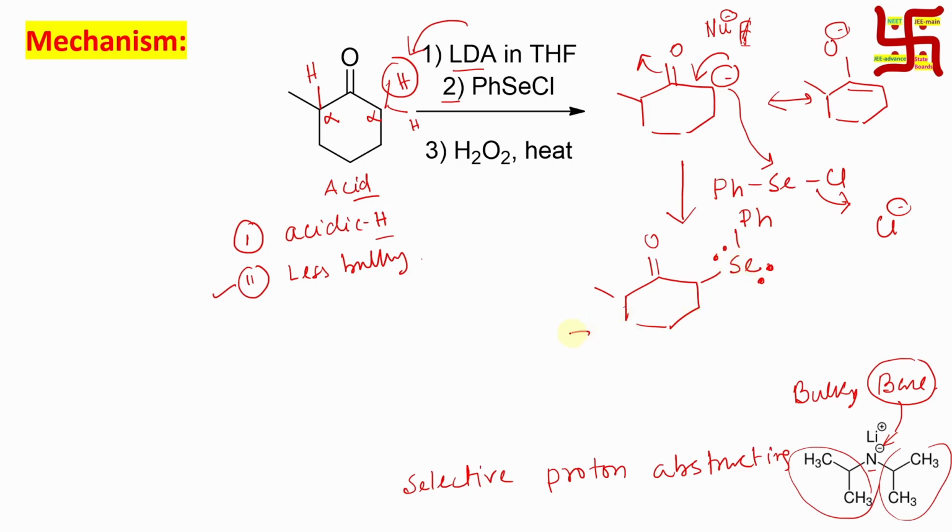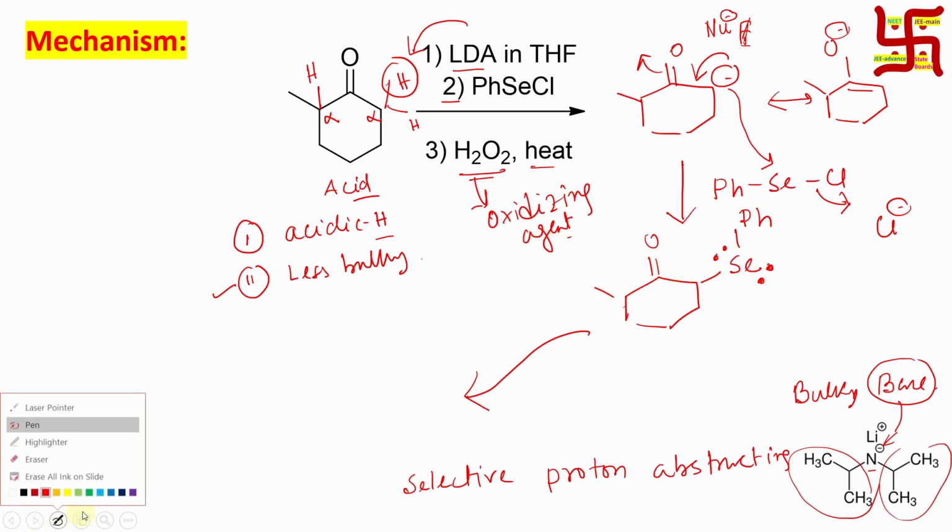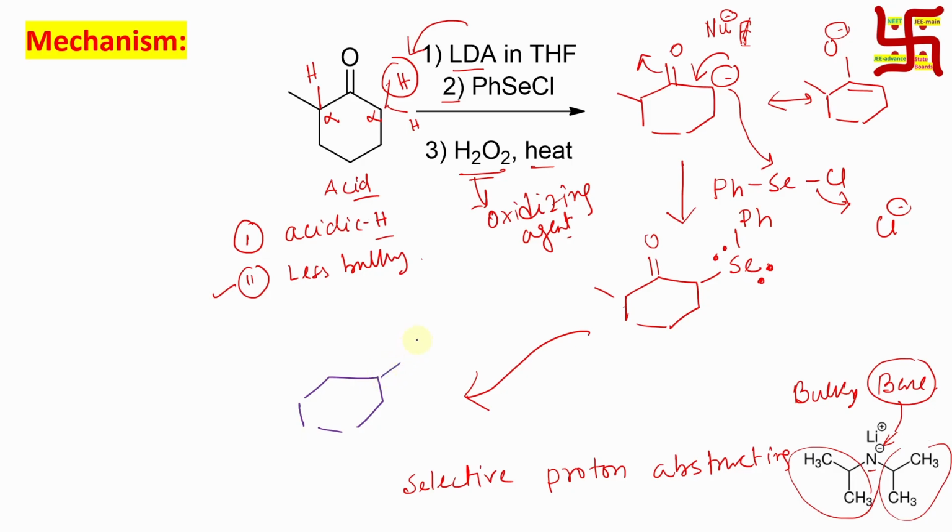Now in the next step, what is expected? There is hydrogen peroxide and heat. First, hydrogen peroxide: what does it do? We know hydrogen peroxide is an oxidizing agent. I've already made a dedicated lecture on the behavior of hydrogen peroxide, please visit it for further learning. It's a very interesting reagent. So what we can expect here is that hydrogen peroxide will oxidize this selenium to selenium double bond O.